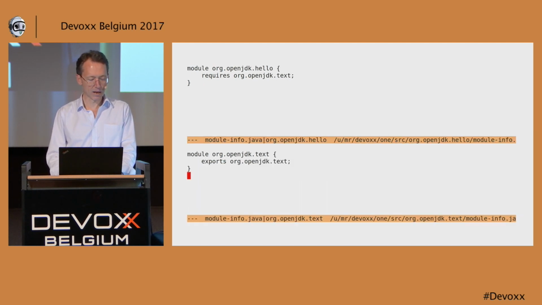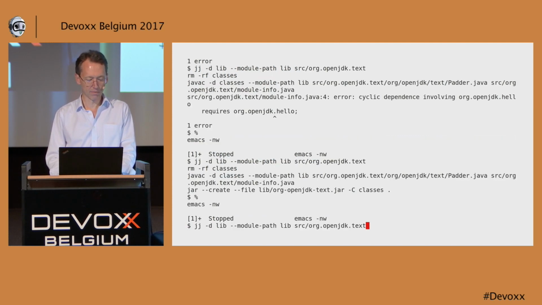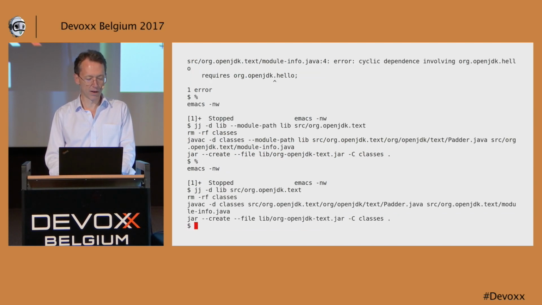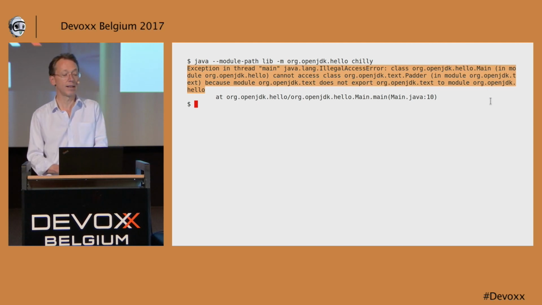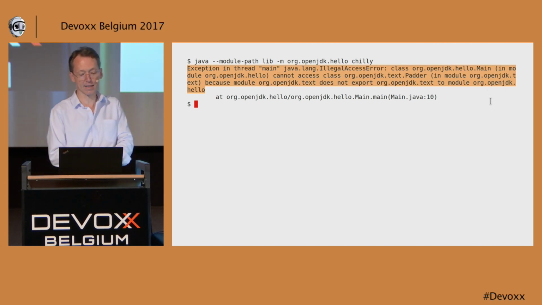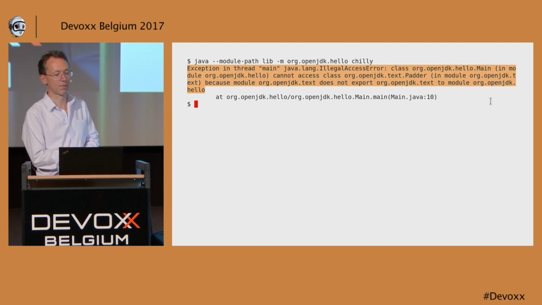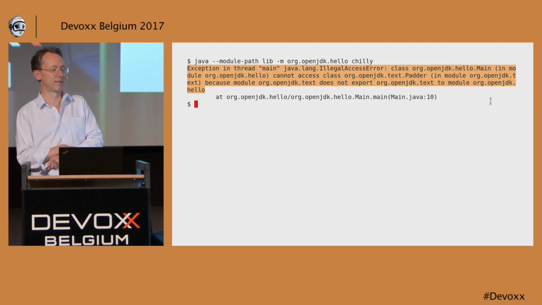And then a final thing about this is, well, what if I forget this exports? What if org.openjdk.text doesn't actually export that? Like I'll recompile it, and of course, this will recompile just fine. But now if I go to run the application, then I get this fairly verbose message, but it has a lot of information in it. IllegalAccessError. org.openjdk.hello Main in module org.openjdk.hello cannot access the Pattern class in the text module because the text module does not export the text package.